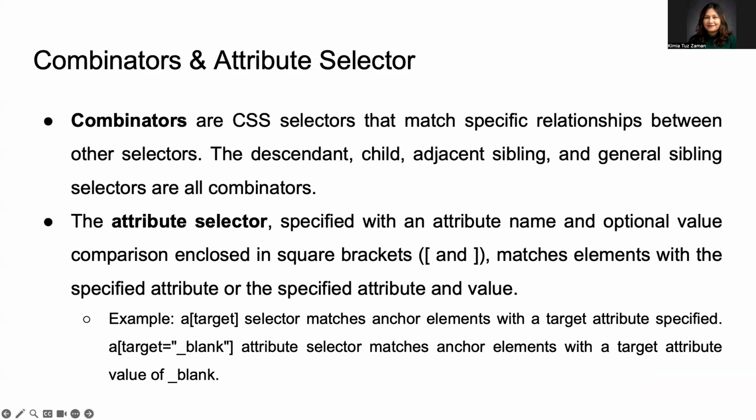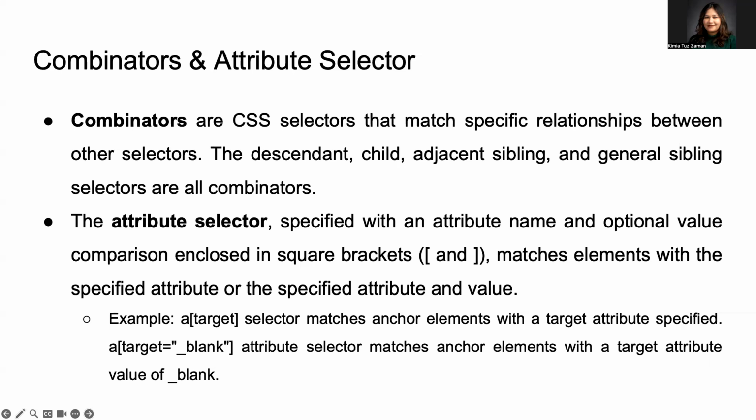Now let's move on to combinators and attribute selectors. First, the combinators. These are special selectors that define the relationship between elements. We have already seen examples of them, like the descendant selector, the child selector, the adjacent sibling selector, and the general sibling selector. Each one tells us how elements are connected in the HTML structure.